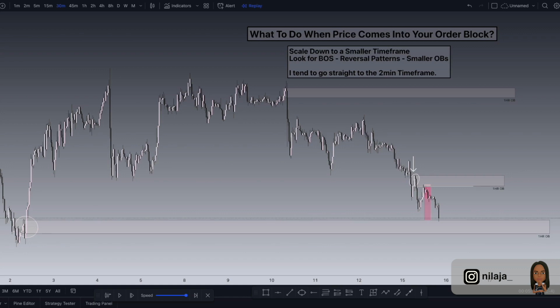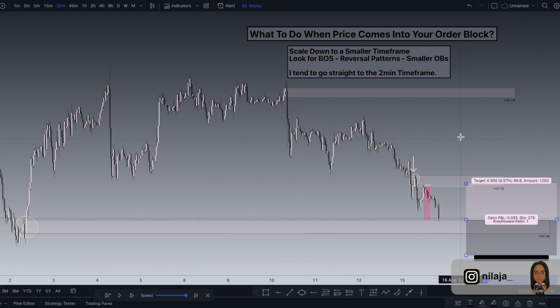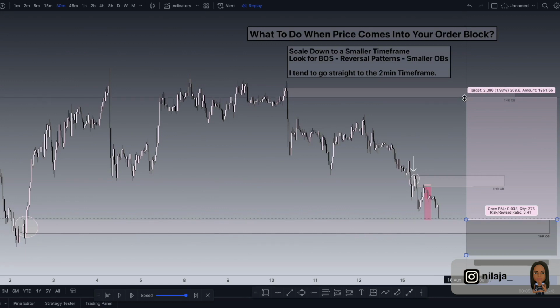The smaller time frame trend was bearish. So I'm looking for a price to go from bearish to bullish. And this 1-hour order block might just have the entry to do so. I'm looking for either a break of structure, reversal pattern, or a smaller order block to enter off of. Same concepts. And I'm looking to trade it up into this 1-hour order block.